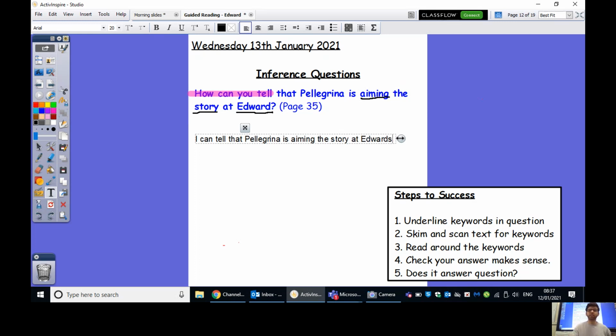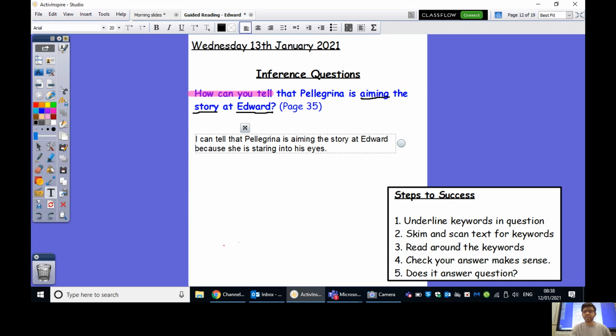Remember, if we're writing a full sentence, we want to reword that question so it definitely answers it. I can tell that Pellegrina is aiming the story at Edward, because, and then I can choose either of those facts. Remember, that's she looked right at Edward or stared deep into his eyes. So I can tell that Pellegrina is aiming the story at Edward because she is staring into his eyes. Full stop. So next step, we're going to check our answer makes sense.